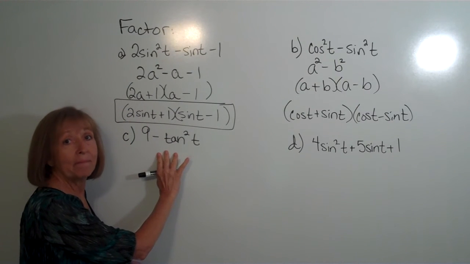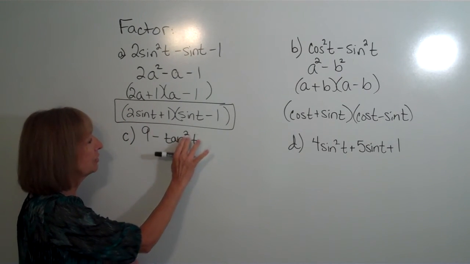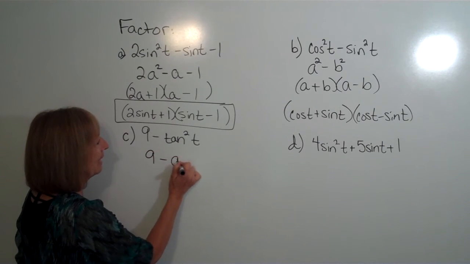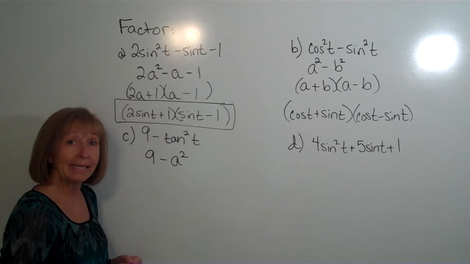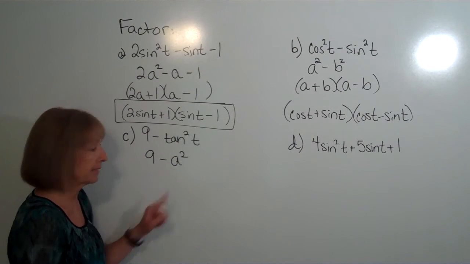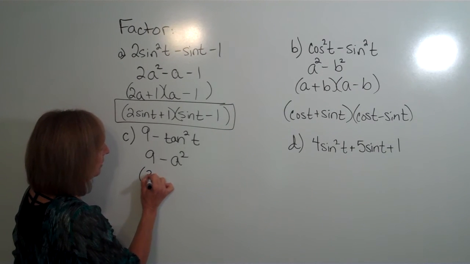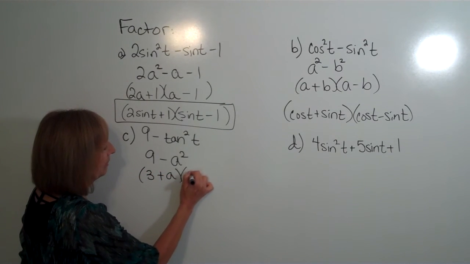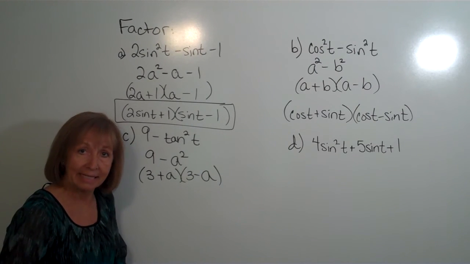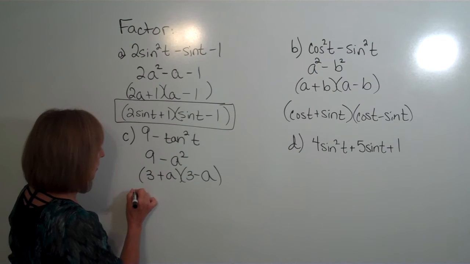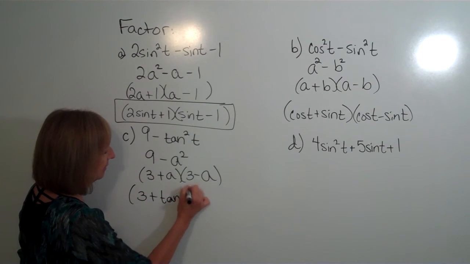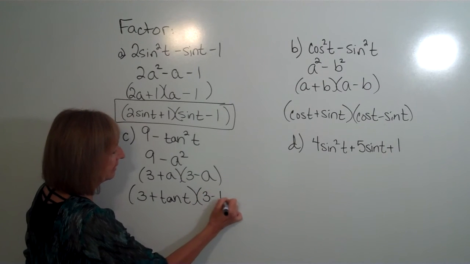Next up, 9 minus tangent squared t. Well, this would be like 9 minus a squared. Again, 9 is a perfect square number, a squared is a square, and it's minus. So that's going to factor as 3 plus a times 3 minus a. But a is taking the place of tangent t. So I have 3 plus tangent t times 3 minus tangent t.